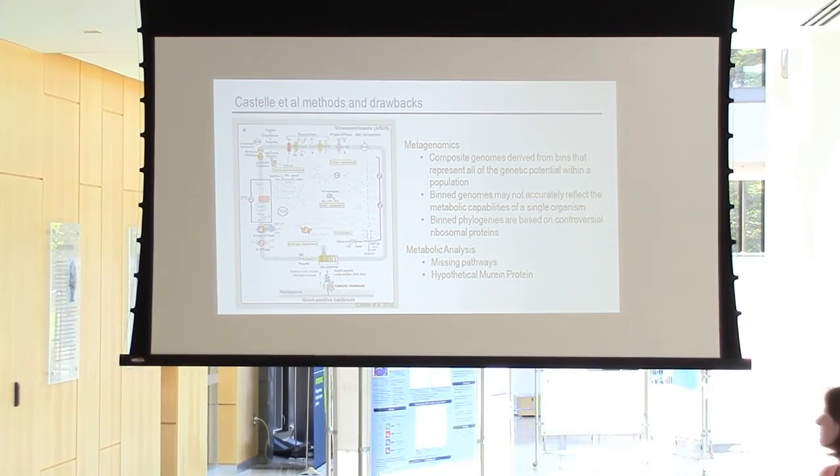And so it's important to note here that Castelle et al. characterized one of their organisms, AR20, and this is a cell diagram that they drew. And they found several missing pathways, such as glycolysis, TCA. They didn't find any acid metabolism. But what they did find was a putative hypothetical morin protein, which is here. And morin is a toxin that's pathogenic to bacteria. And you can see it down here kind of attacking the gram-positive bacterium.